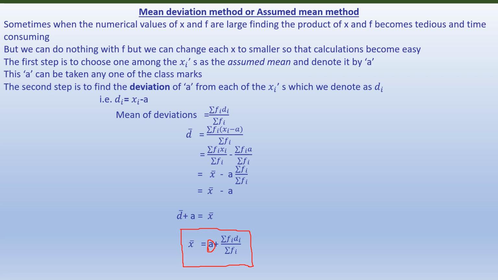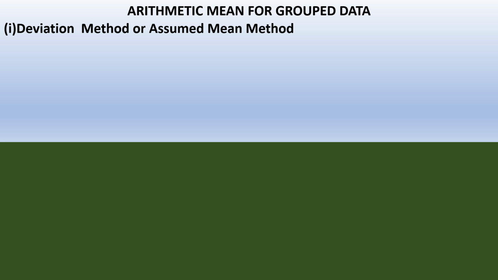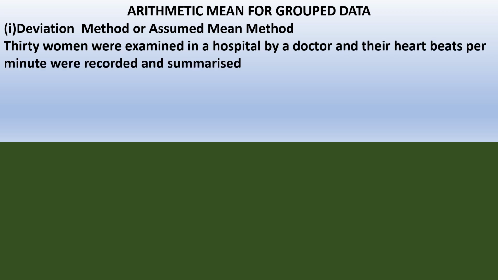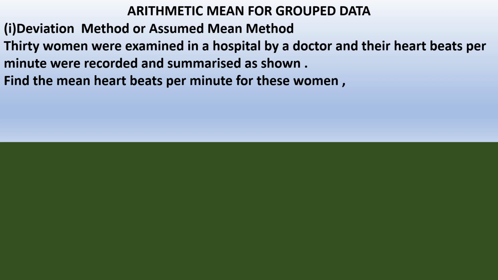Okay, now we will apply this to one example, one problem. We'll find the arithmetic mean for grouped data using the deviation method or assumed mean method. We have a problem here. 30 women were examined in a hospital by a doctor and their heartbeats per minute were recorded and summarized as shown in the given table. We have to find the mean heartbeat per minute for these women by choosing any suitable method. Here I have taken the assumed mean method.